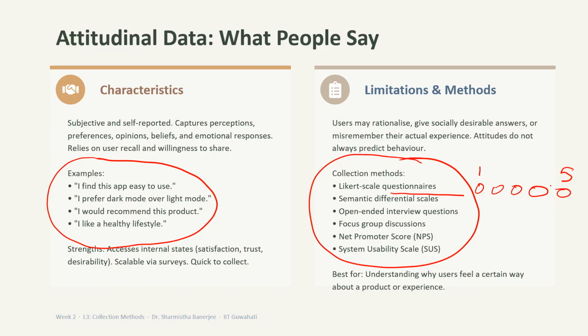My 5 is not the same as your 5. My difference between 4 and 5 is not the same as your difference between 4 and 5. So you have to really have a large number of people responding for this data to be reliable, because just imagine you have 10 respondents, out of which 3 said that I am rating it 5. So your score over there is 15.